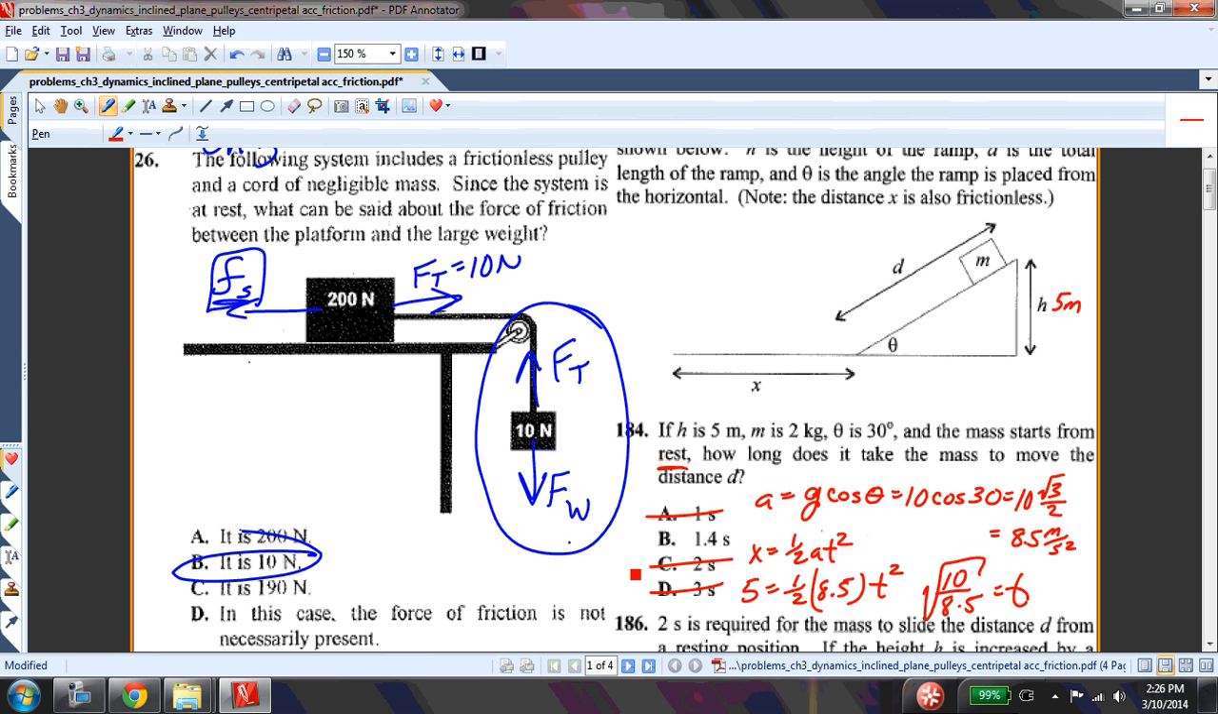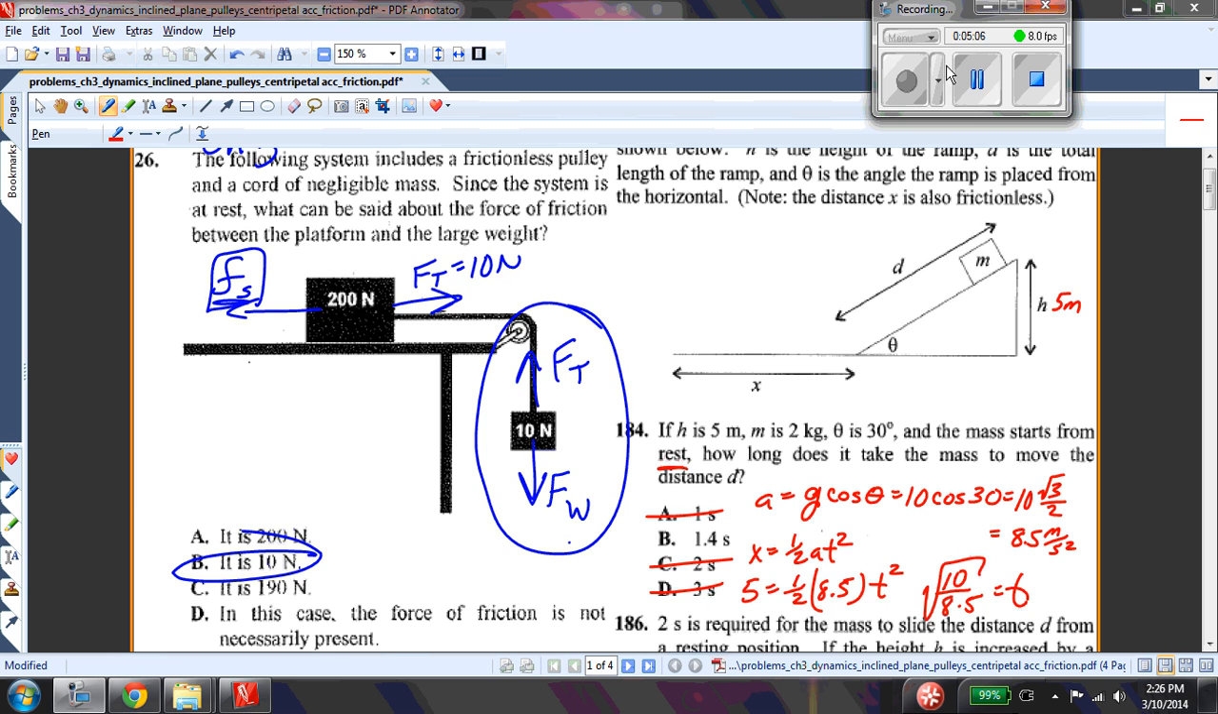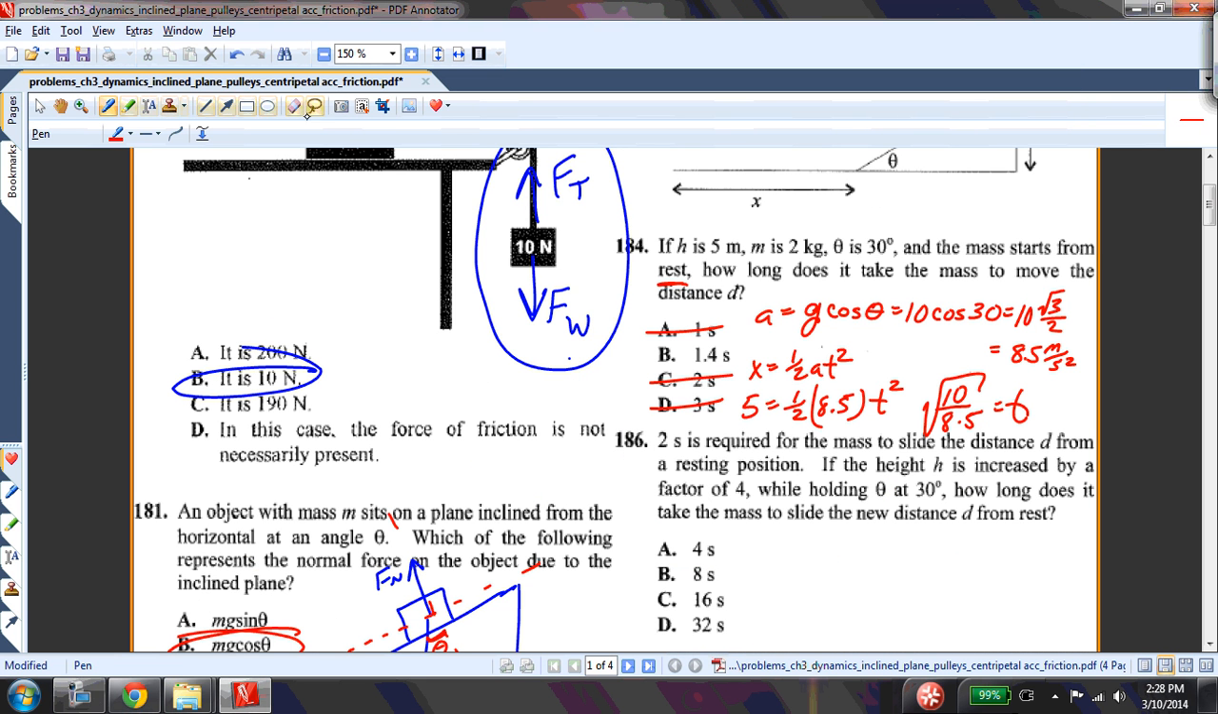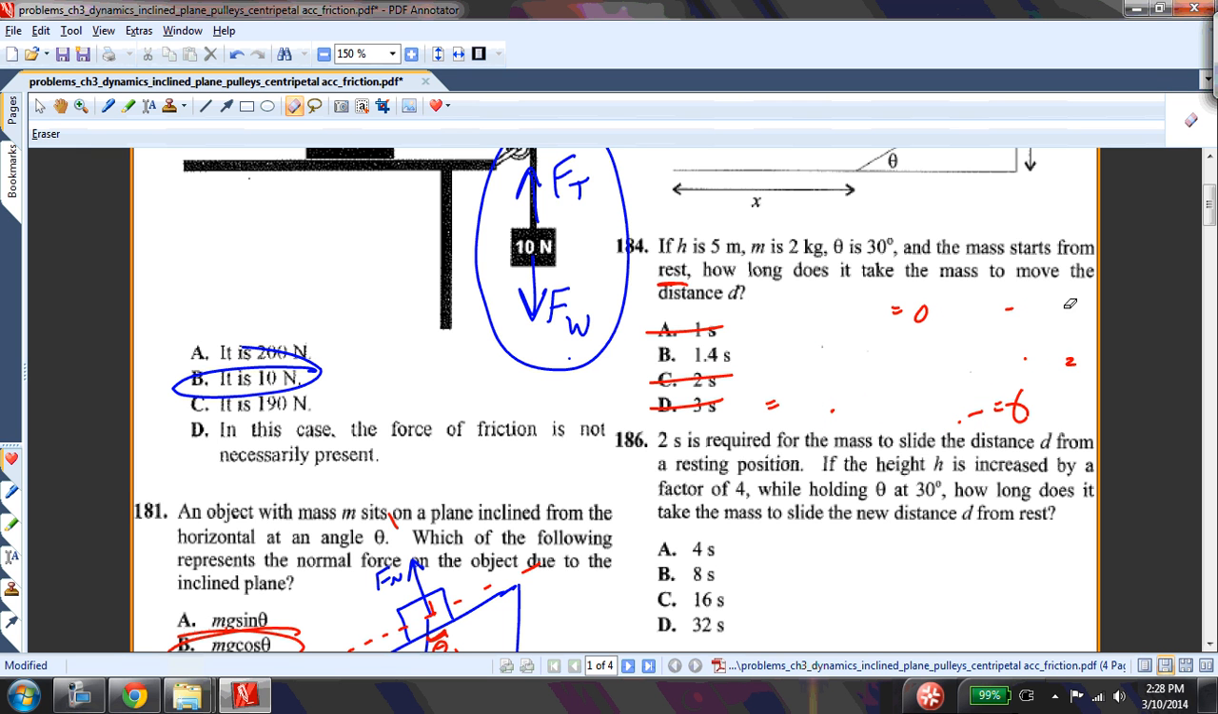Let's see. I must have a mistake here. I think the answer is wrong. Give me just a second, I'll sort it out. I'm sorry, I sort of botched this up a little bit. Let me go back and readdress some of these things. There are several mistakes here, I apologize.